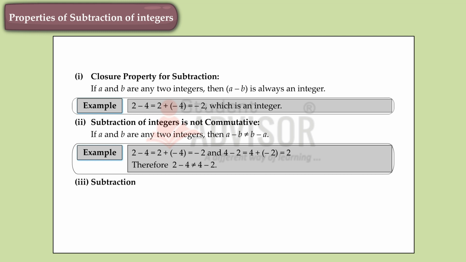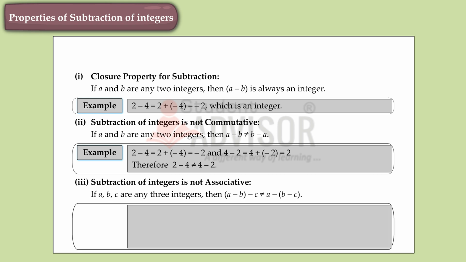Subtraction of integers is not associative. If a, b, c are any three integers, then the difference of a and b, minus c, is not equal to a minus the difference of b and c. Study the given example.